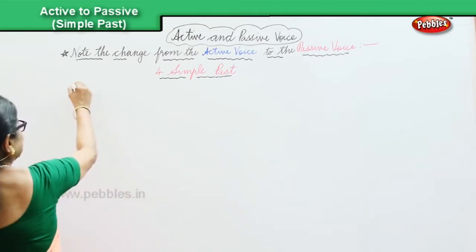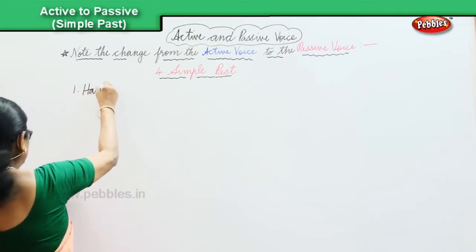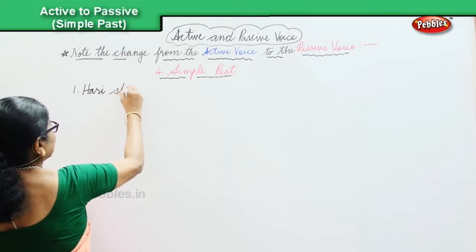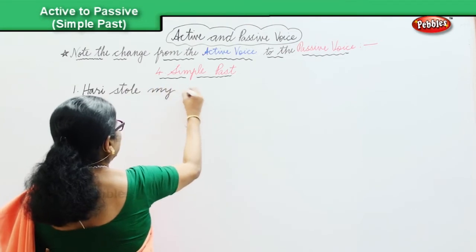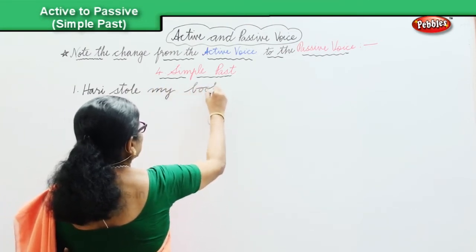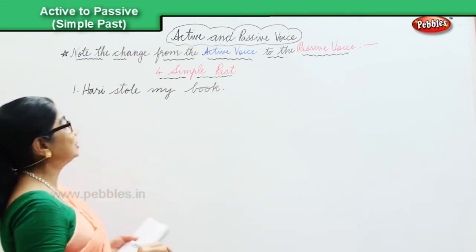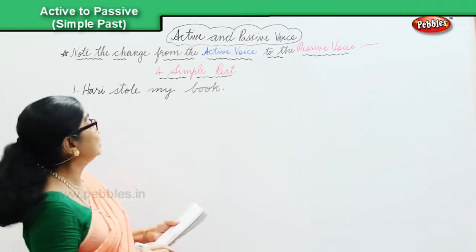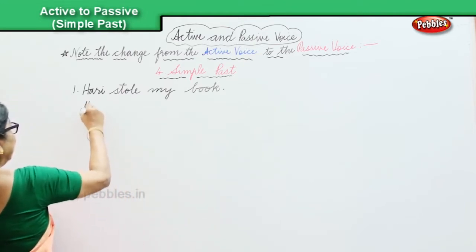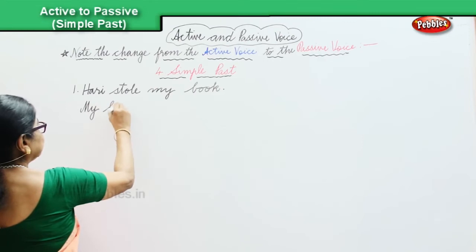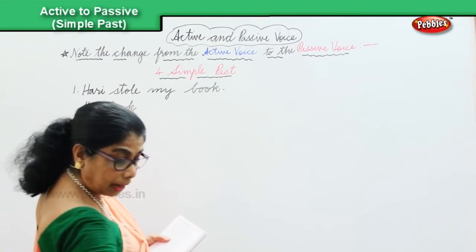Let's look at the first sentence. The first sentence is Hari stole my book. That's in the active. And when we change over the active into the passive in the simple past, it becomes my book was stolen by Hari.